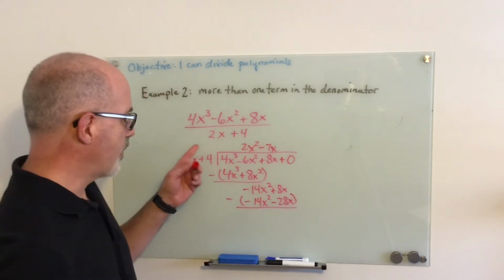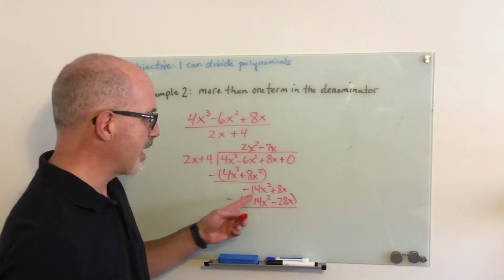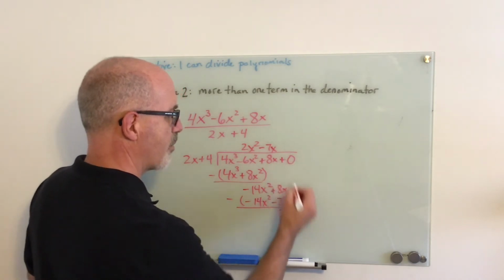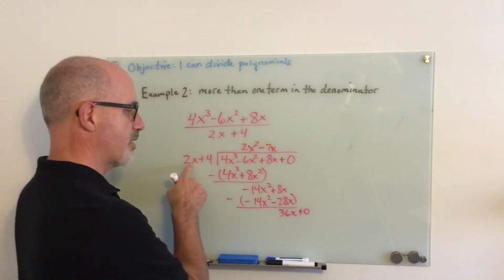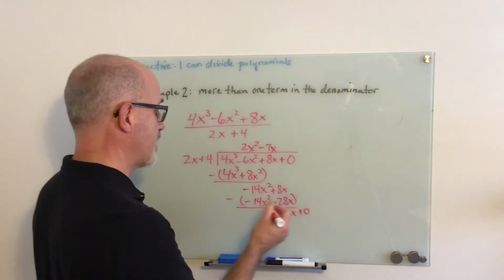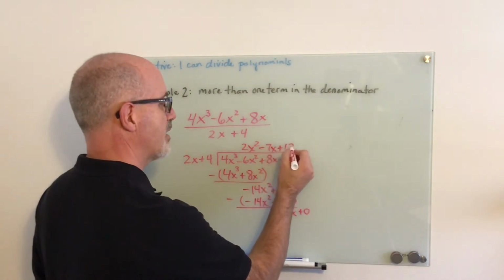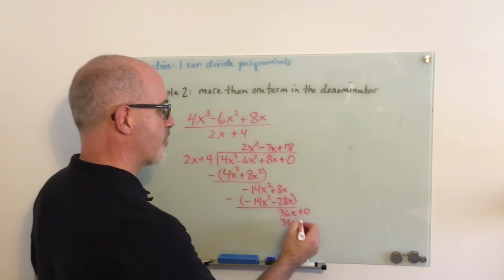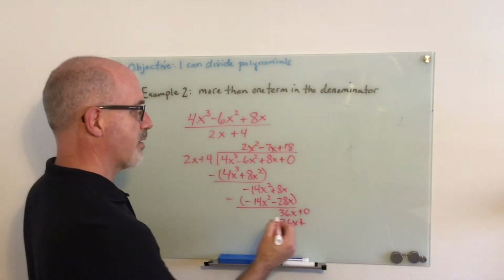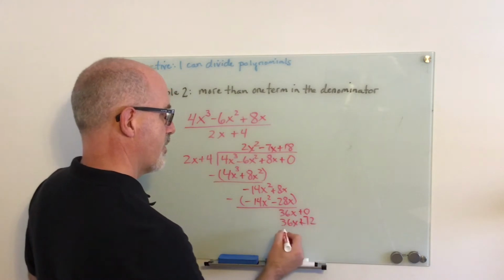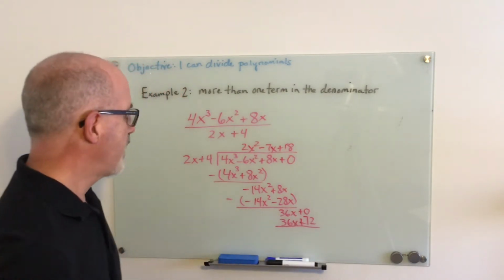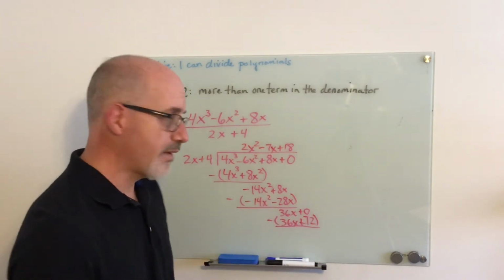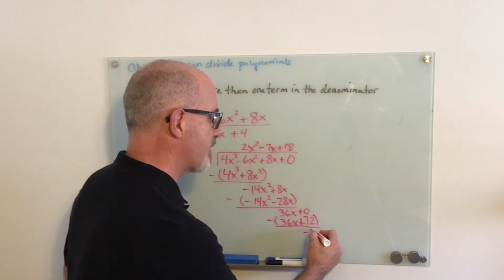Okay, now when I subtract, these two are gone. 8x minus a negative is plus 28x. So I get 36x here, bring down the 0. And I'm going to take 2x goes into 36x how many times? Well, I'm going to multiply it by 18. So I've got 18 times 2 gives me 36x. 18 times 4, that gives me, let's see, that'll be 72. Okay, and then I, again, subtract going straight down. No more x's left. 0 minus 72 gives me a negative 72.